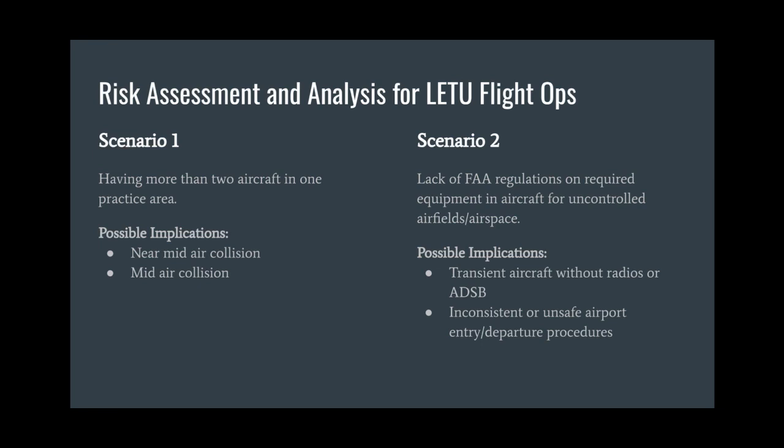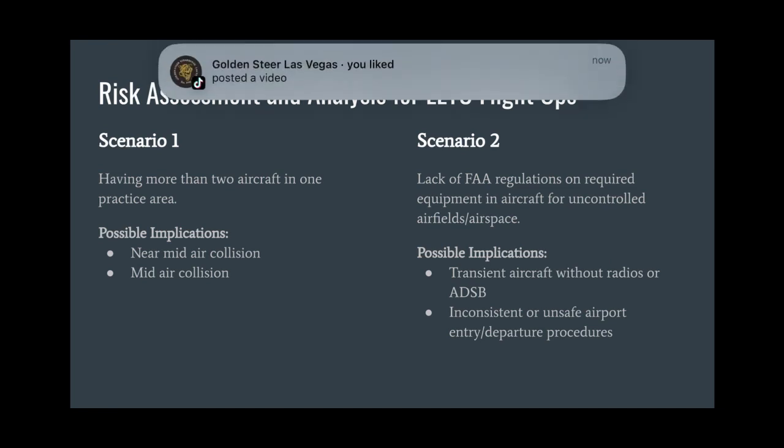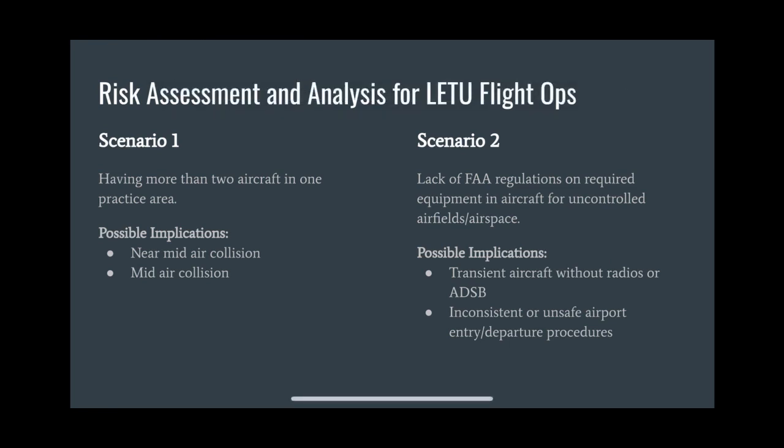So some of the possible implications we have are again, transient aircraft that do not have broadcasting radios or the Automatic Dependent Surveillance-Broadcast system on board. And then it gets us into unsafe airport entry and departure procedures, like traffic pattern entry, things that are not regulations required by law to enter or depart airport traffic patterns.